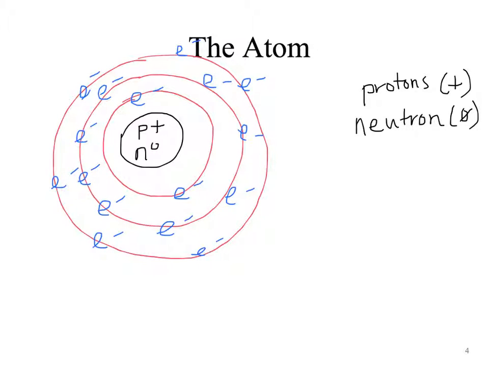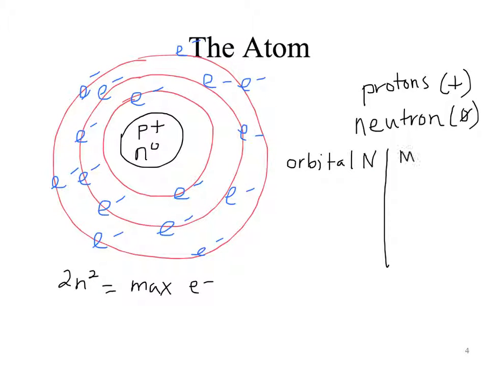And the way we can figure that out is utilizing our formula of 2n squared. It will give you your maximum number of electrons each orbital can occupy. So let's calculate some things. If you have your orbital number, so what orbital, n, and then the maximum electrons that it could hold.